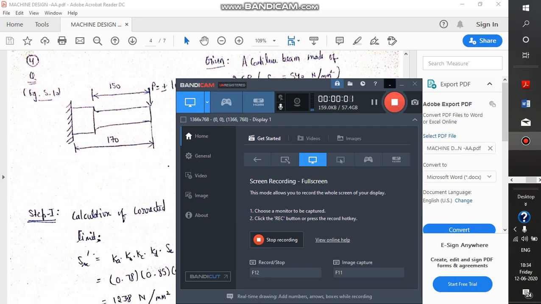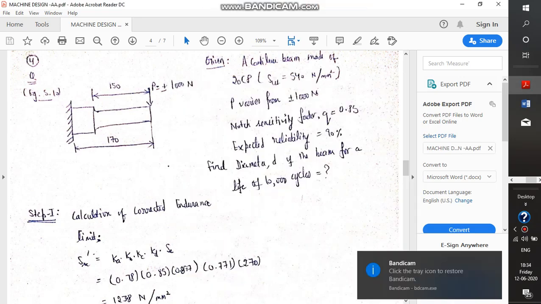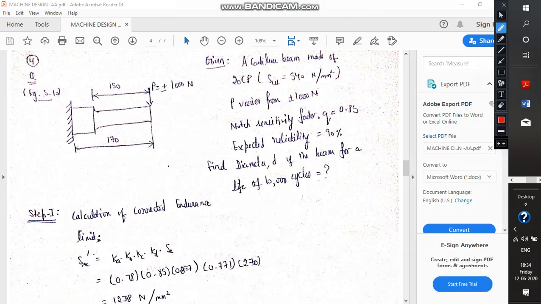Good morning. In this video, we are going to talk about a numerical on the completely reversed state of stress, completely reversed loading. In this question, we have a cantilever beam made up of 20C8 steel, and the SUT of this particular material is 540 MPa or Newton per mm square, and it is subjected to a completely reversed load of 1000 Newton, that is plus minus 1000.